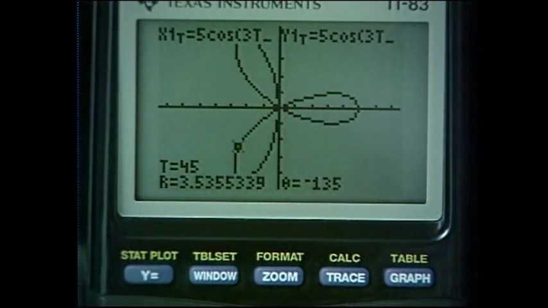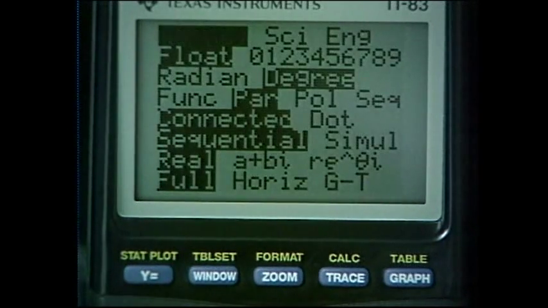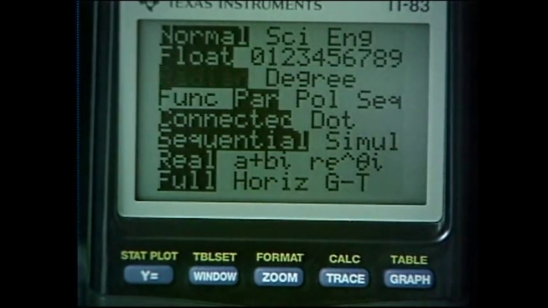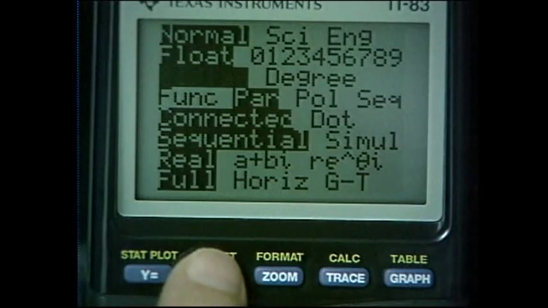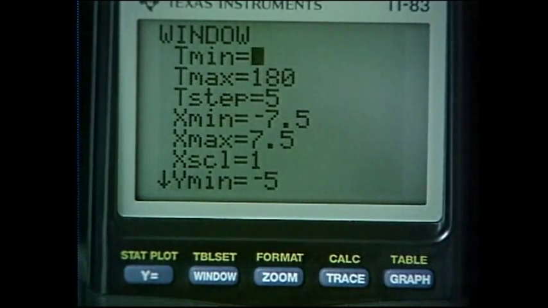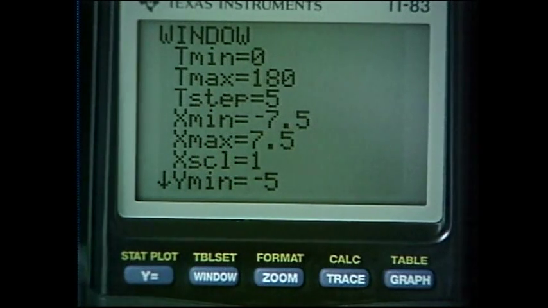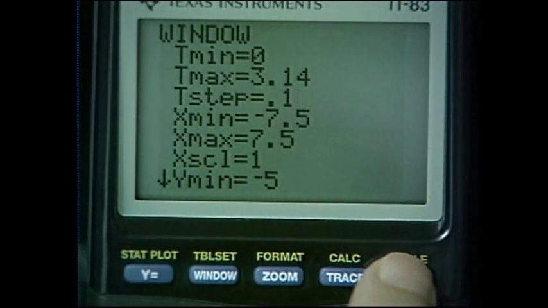Let's change to the radian mode. Let's go to mode here and go down to radians and press enter at this point. And then we need to make some accommodations with our window settings. I'd like for the T max in radians to be pi, and that's approximately 3.14. And then I'll set the T step to be 1/10. And now our graph.